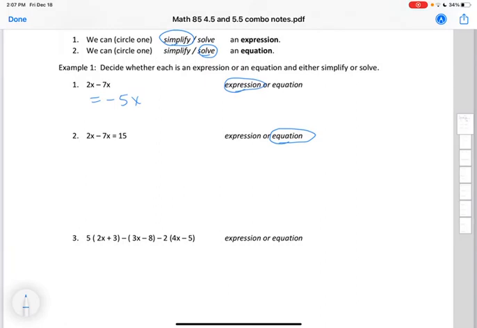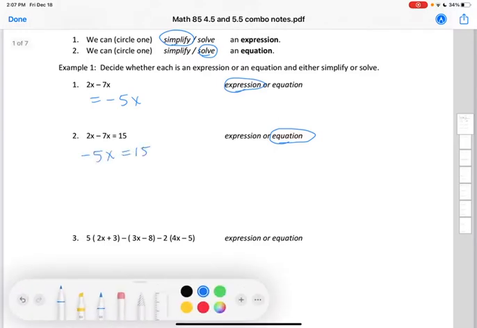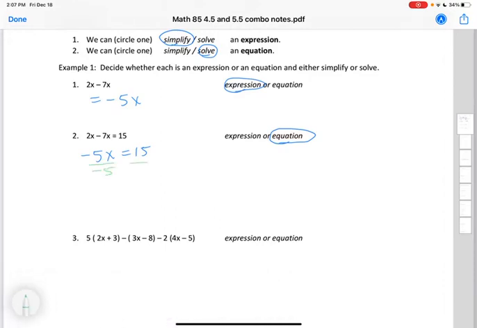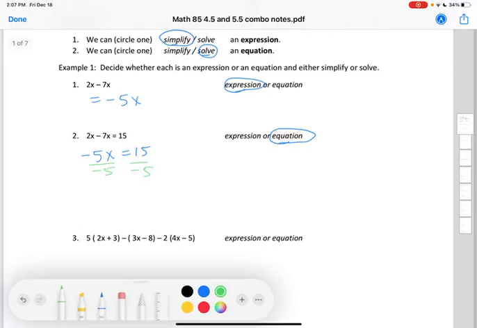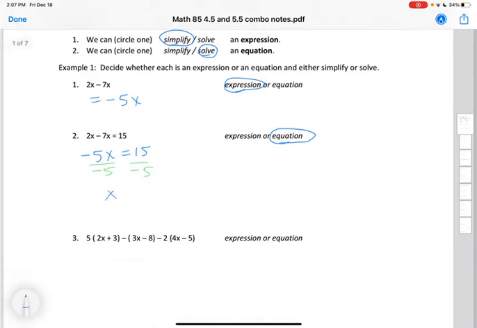So 2x minus 7x, I already figured out, was negative 5x equals 15. Go ahead and divide both sides to solve for that x. So I have negative 5x over negative 5, that negative 5 will cancel out, leaving me with x equals 15 over negative 5, which is negative 3. All right, not too bad, right?